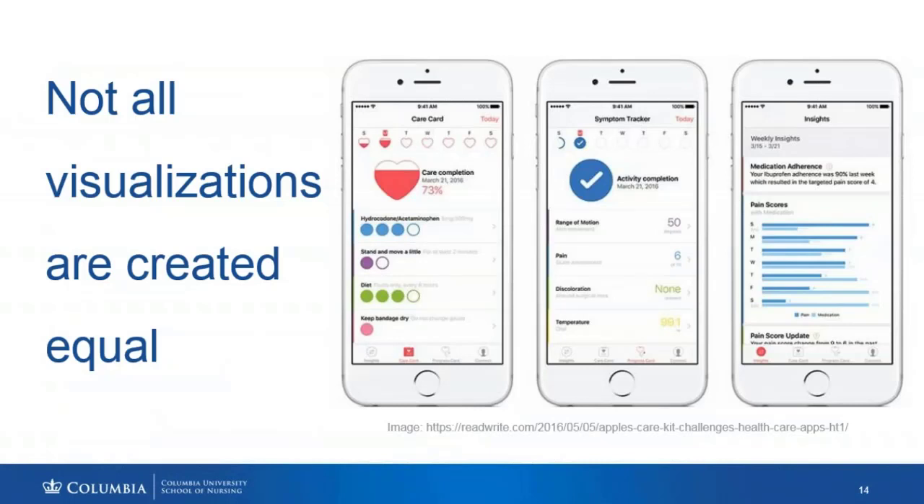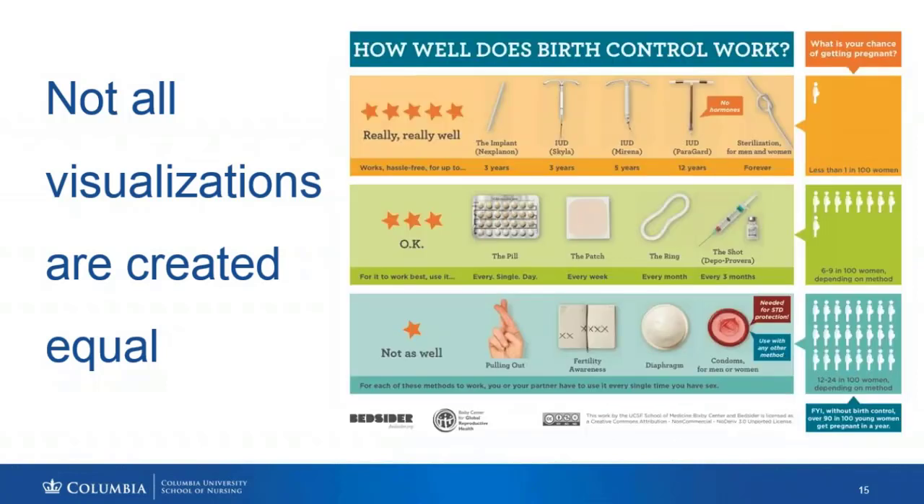So this is very important. Not all visualizations are created equal. What we see on the right is probably developed by Apple. It looks beautiful. It's probably been designed by professional designers and focus grouped to death, and it looks fantastic. And this is another one that I really like. This is from Bedsider. It's a really nice, straightforward infographic that gets the point across about what are the pros and cons of different methods of birth control.